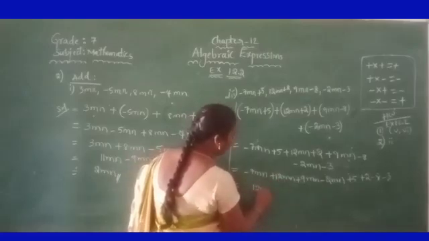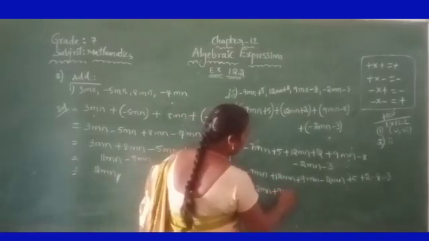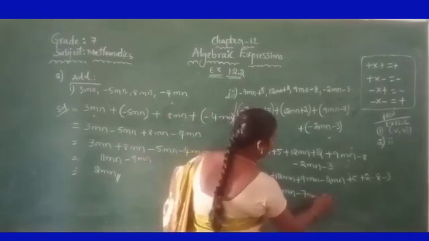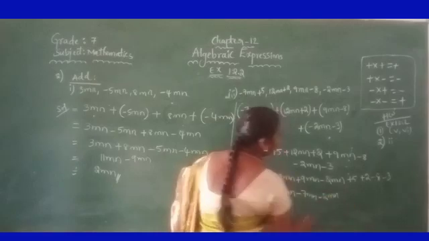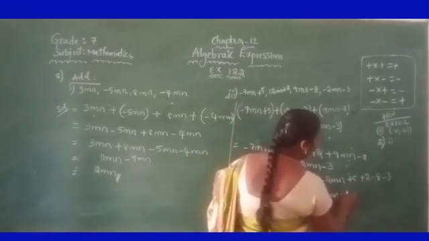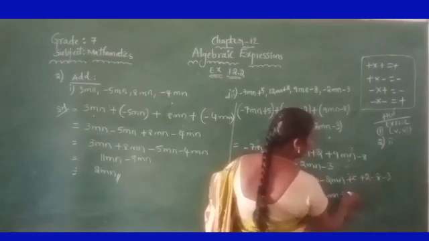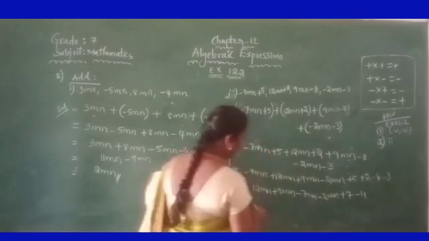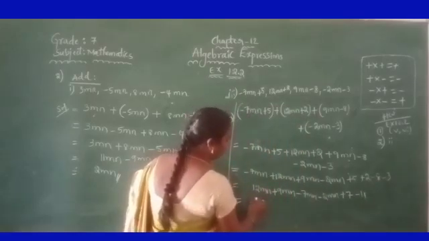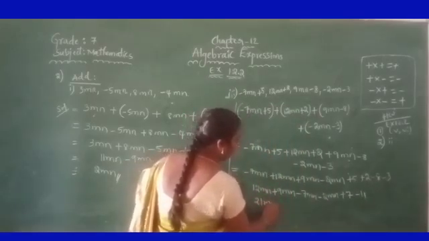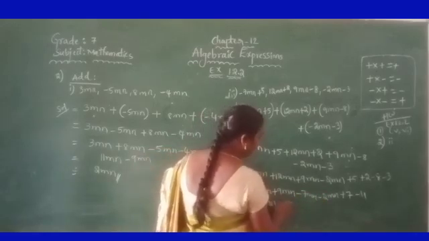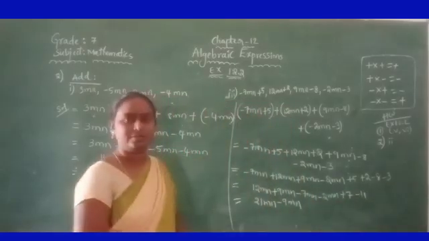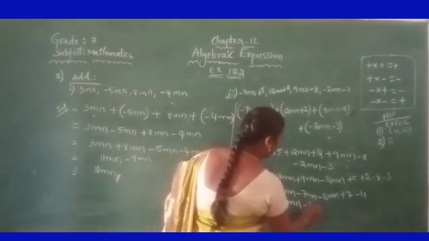That is 12mn plus 9mn, then minus 7mn minus 2mn. Now these all also you add: plus 5 plus 2 plus 7 minus 8 to minus 3 minus 11. Now 12 plus 9, 21mn minus 7 minus 2 minus 9mn plus 7 minus 11. How much? Very good, minus 4.